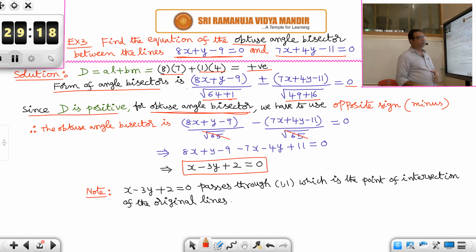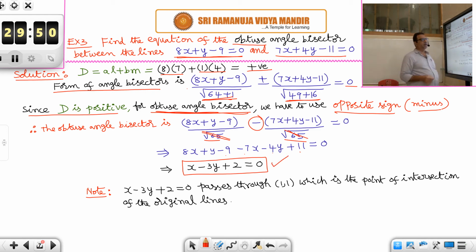But he wants the obtuse angle bisector now, so we have to use the opposite sign, that is the minus sign. That is why I have taken the minus sign here. Here the denominator is root 65, and here also 49 plus 16 root 65, that can be cancelled out. So simply a minus sign in between: 8x plus y minus 9 minus 7x minus 4y plus 11. When you simplify, you will get x minus 3y plus 2 is equal to 0.